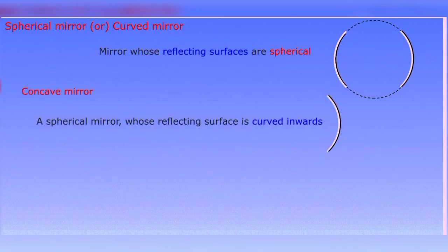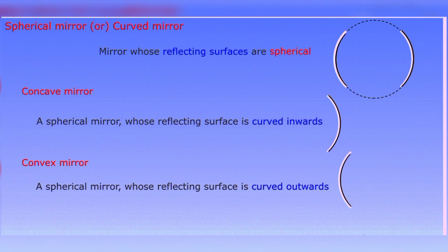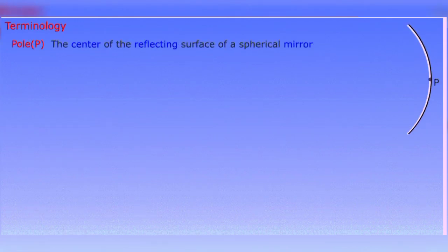And convex mirror, a spherical mirror whose reflecting surface is curved outwards. That means whose outer surface acts as reflecting surface and the inner surface is silvered or polished. Concave mirror converges a parallel beam of light falling on it, so concave mirror is also known as convergent mirror. And convex mirror diverges a parallel beam of light falling on it, so convex mirror is also known as divergent mirror. So next, important terms in respect of spherical mirror.